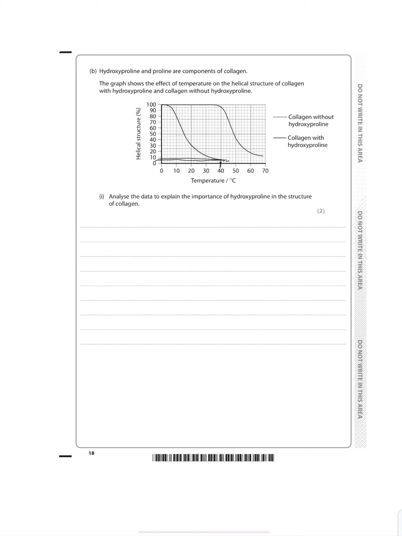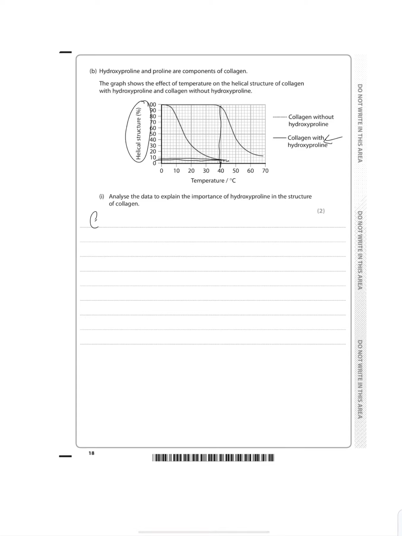But if we go 40, with collagen, we have 100, or nearly 100, like 95. So, first thing to state what we see is that the collagen with the hydroxyproline has more helix structures present than collagen without hydroxyproline at higher temperatures.